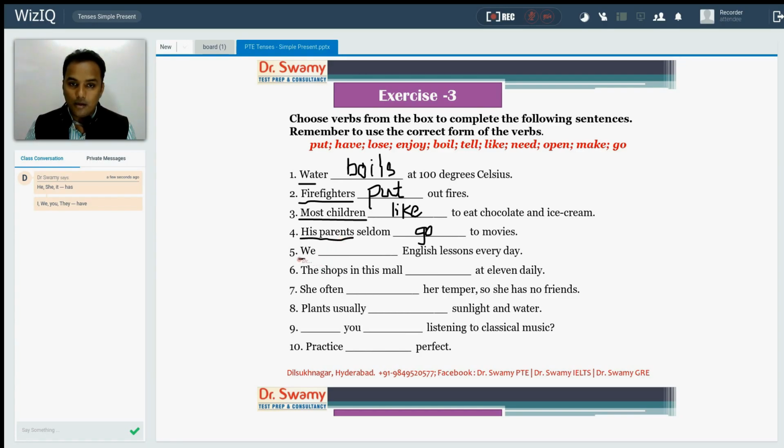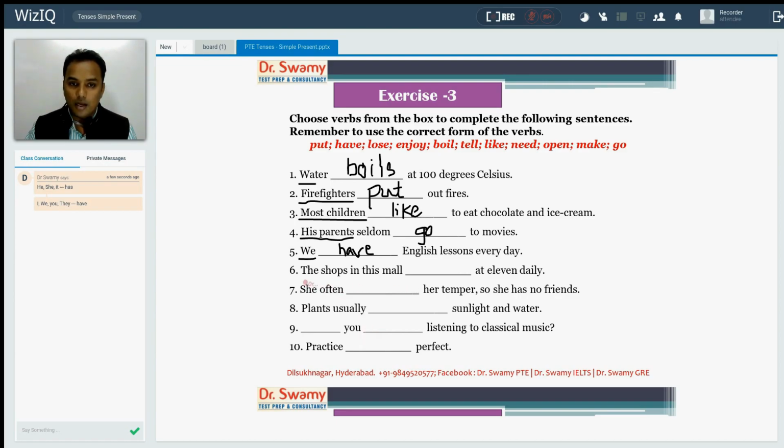Next, we. Again, you don't have to add es to the verb. So we, English lessons, we have or enjoy, lose, tell, need. I think here the answer is we have. We have English lessons every day.